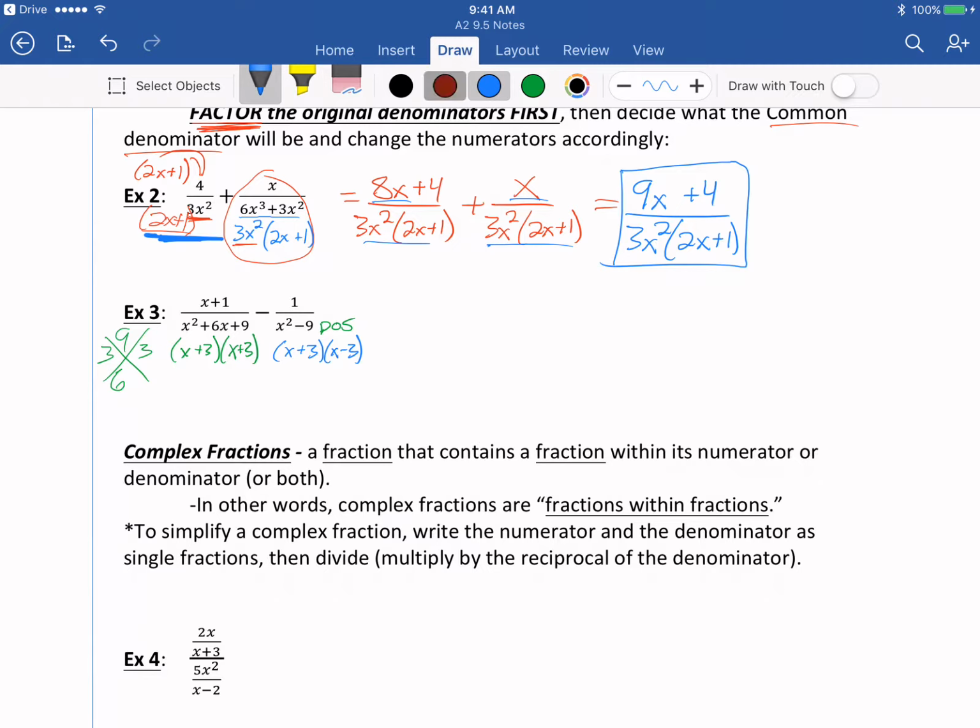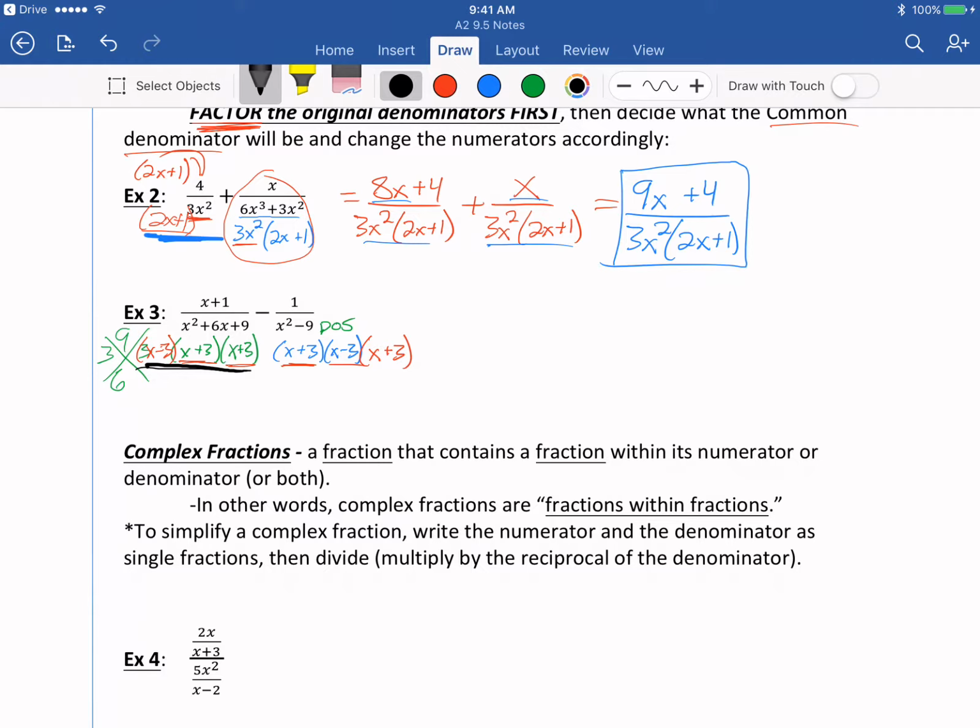Alright, so now I have to look for my common denominator because I can see that both of them have this x plus 3, so I don't have to worry about that. But I can see that this one has an x plus 3, so I'm going to need to multiply x plus 3 over here. And then I'm going to need to multiply the x minus 3 over here because that's right here. So my common denominator is going to be this whole thing right here, this x minus 3, x plus 3, x plus 3. So that gets a little bit long here at some point.